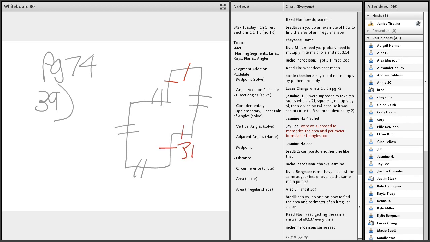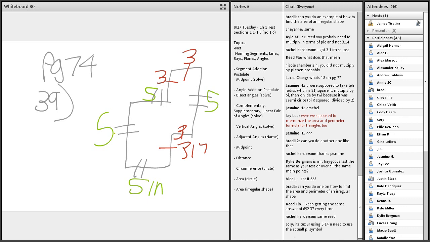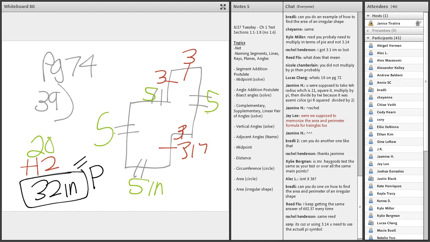This is 3 inches, and the other one is 5 inches. Okay, let's find perimeter first. Perimeter is easy because you just add up all of the segments. So I'm just labeling all the outsides. There are 4 green ones, so that's 5 plus 5 plus 5 plus 5, that's 20. And then how many red ones? 4 red ones, so 3 plus 3 plus 3 plus 3, that's 12. The total perimeter is 32 inches. P for perimeter.